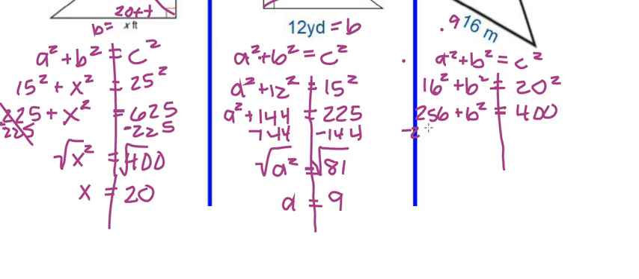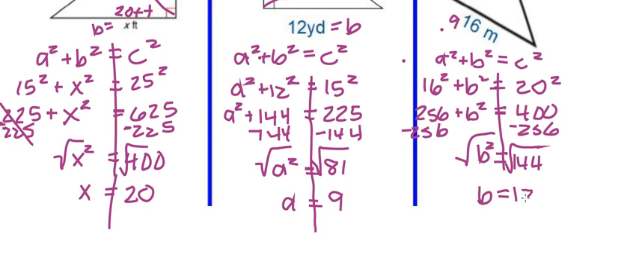Now I subtract 256 from each side. So 400 minus 256 is going to give me another perfect square. I get that B squared is 144. Take the square root, and I get that B is equal to 12. Again, you do not have to get a perfect square here. You could get anything. You could have to get a rounded answer. So don't think you're wrong when you go to do these next ones if you get decimals.